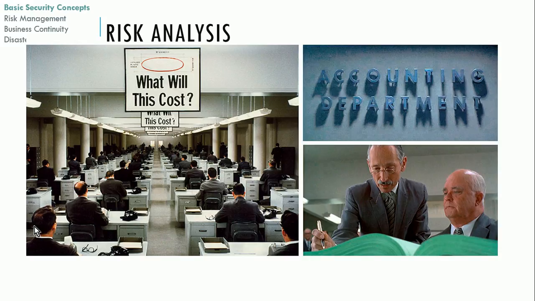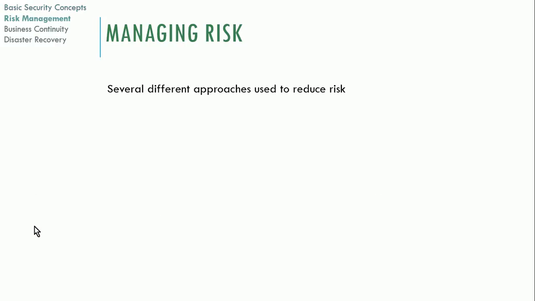So these are all kind of accounting terms, right? Amortizing risk and amortizing the costs. Trying to figure out how we can divide those costs into years, and then what makes sense for us to spend to either transfer or mitigate or control that risk. So as far as managing risk, there are several different approaches that we can use to reduce risk.